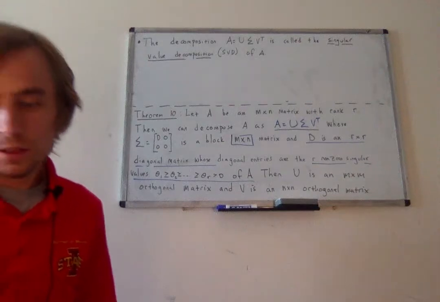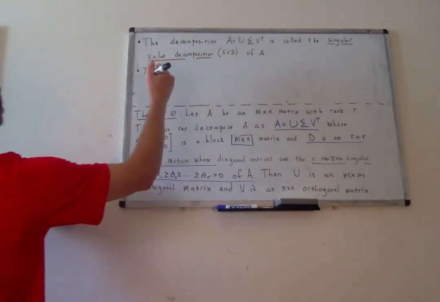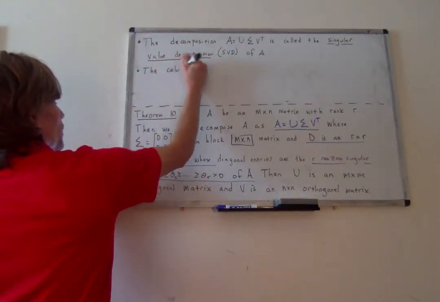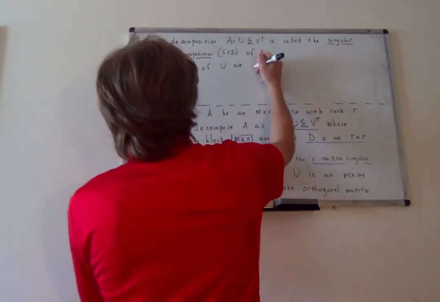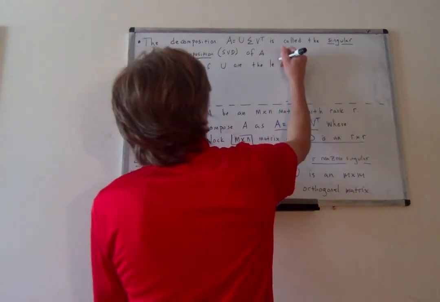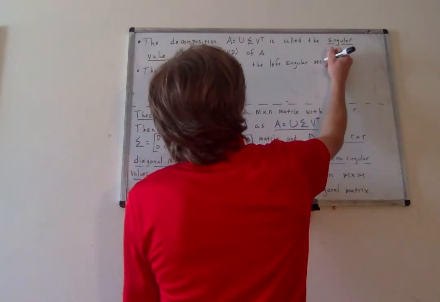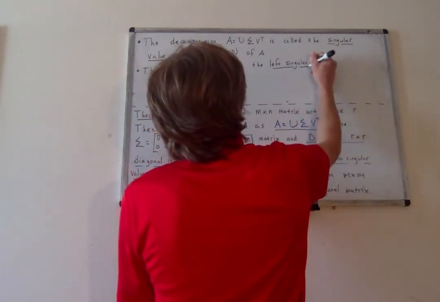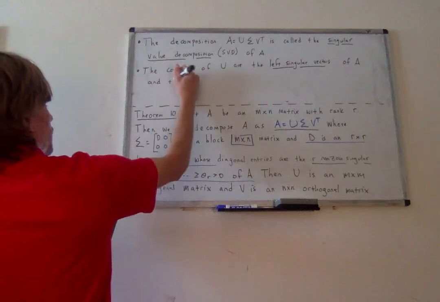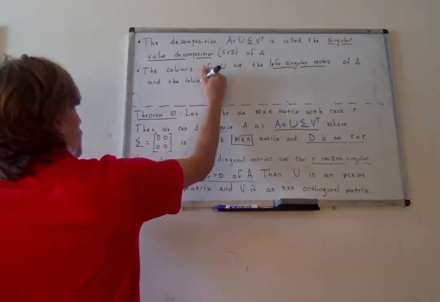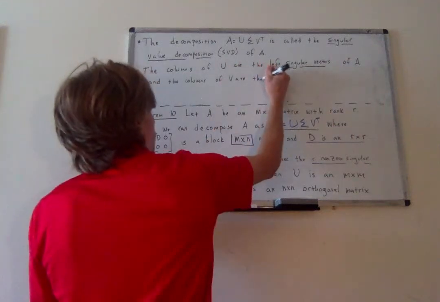And then these matrices U and V also have definitions which I'm not sure we'll ever use again, but it's worth stating. The columns of U are the left singular vectors of A. And the columns of V are the right singular vectors of A.